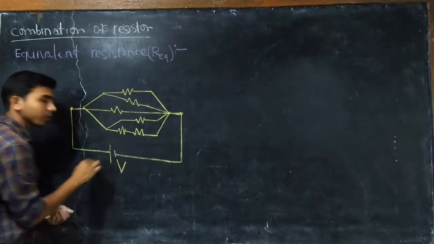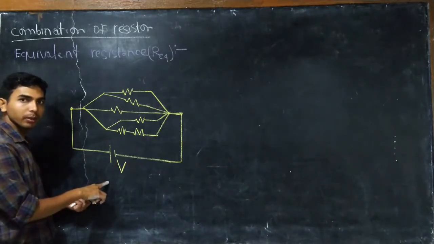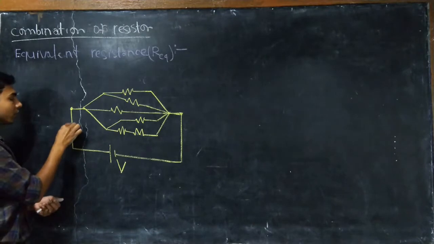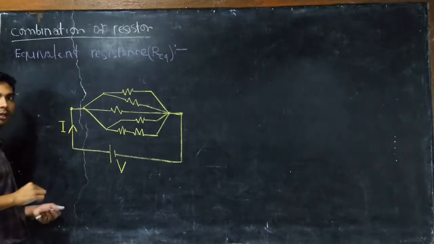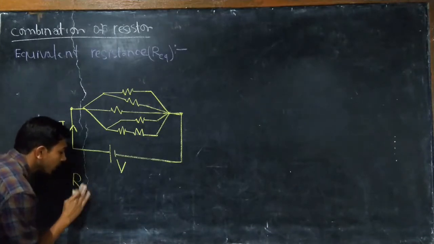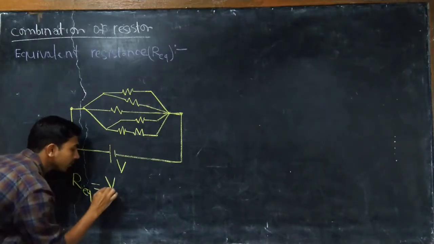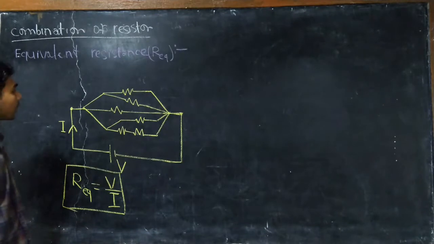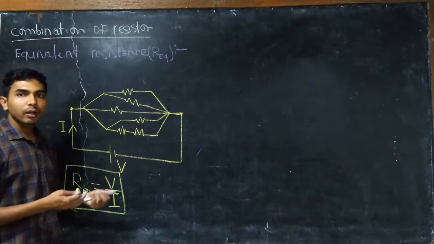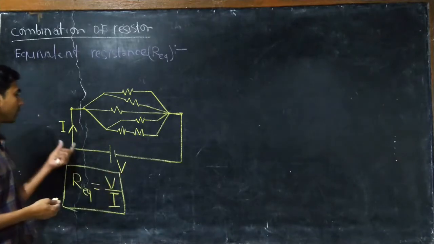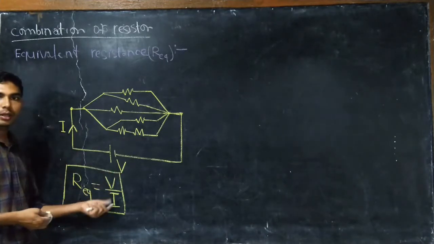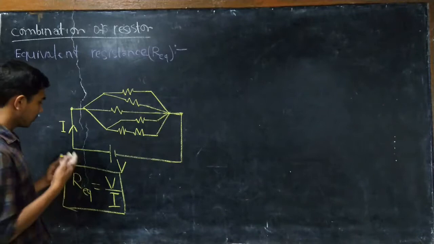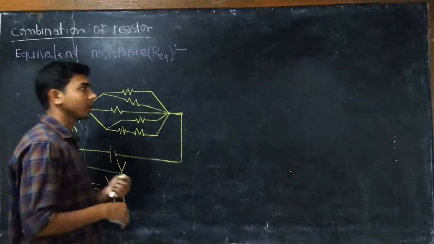I connected a battery across these terminals, and that battery has potential V. Due to this battery, current starts flowing, say I. Then R equivalent will be V by I. So to find R equivalent, just connect a battery; if the battery has potential V and the current flowing is I, then R equivalent will be V by I. This way we get the value of R equivalent.